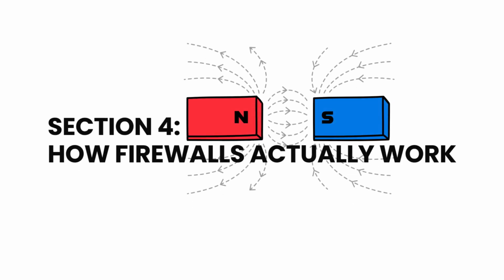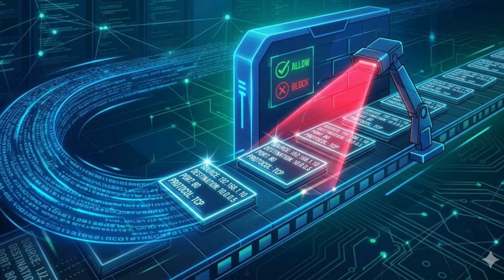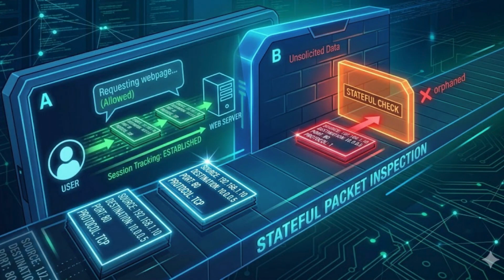Section 4. How firewalls actually work. Let's go one level deeper. How does a firewall actually make its decisions? Modern firewalls use something called stateful packet inspection. Every piece of data that travels across a network is broken into small chunks called packets. Each packet has a header, basically a label, that says where it's coming from, where it's going, which port it's using, and what protocol it's using.